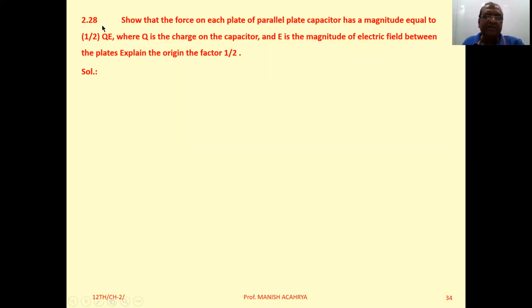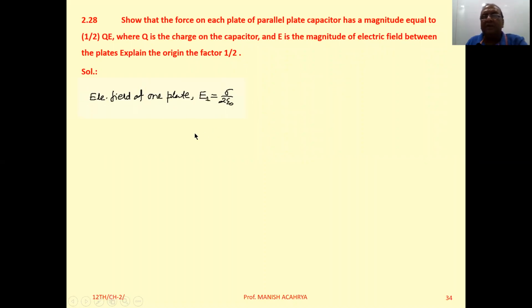Example 2.28. Show that the force on each plate of a parallel plate capacitor has a magnitude equal to half QE, where Q is the charge on the capacitor and E is the magnitude of the electric field between the plates. Explain the origin of the factor 1 by 2.